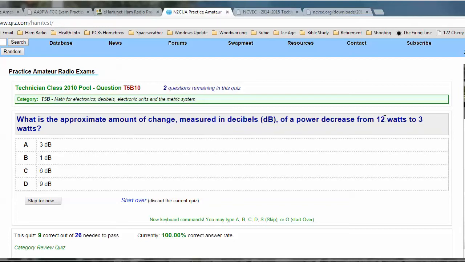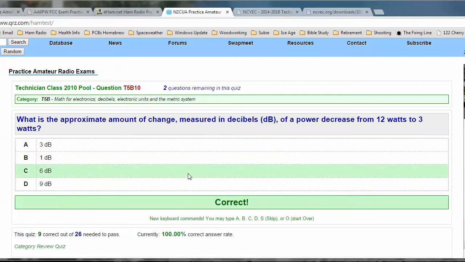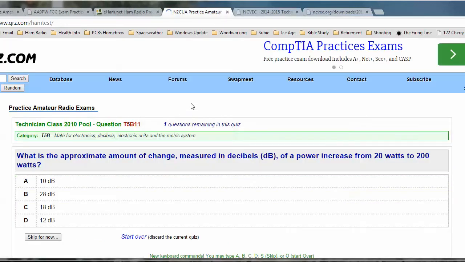So, if you're going to go from 12 watts and halve it, which would be 3 dB, that'd be 6. And then you halve it again, that'd be 3. So if you cut the power in half twice, that was 3 dB each time. Hence, it would be 6 decibels, or 6 dB.